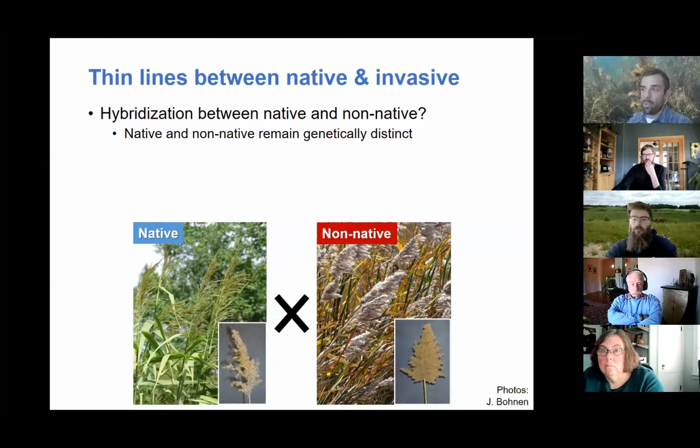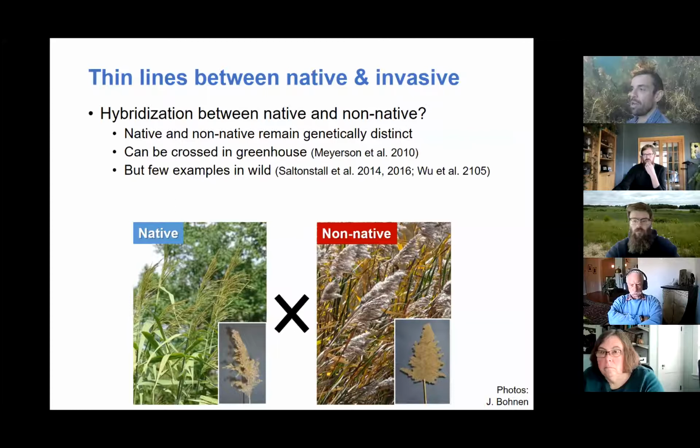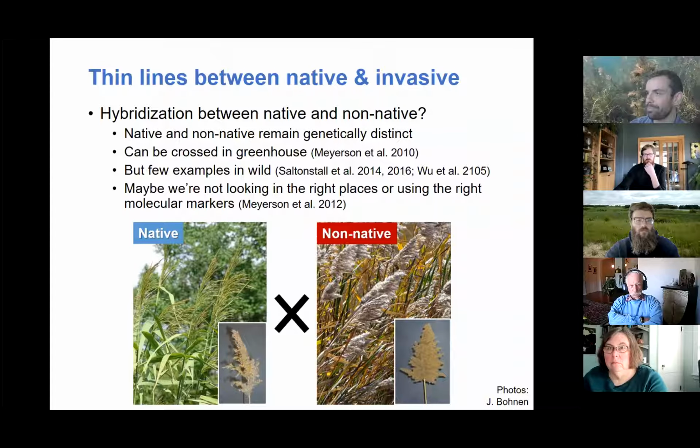You would think there would be, but it's been found that native and non-native have actually remained pretty genetically distinct in North America. However, they can be crossed in the greenhouse, so we know it's biologically possible, but there have been few examples found in the wild, although more are popping up. And one thing that's been suggested is maybe we're not looking in the right places or using the right molecular markers. So a lot of the search for hybrids has been in places where native Phragmites is largely already extirpated.